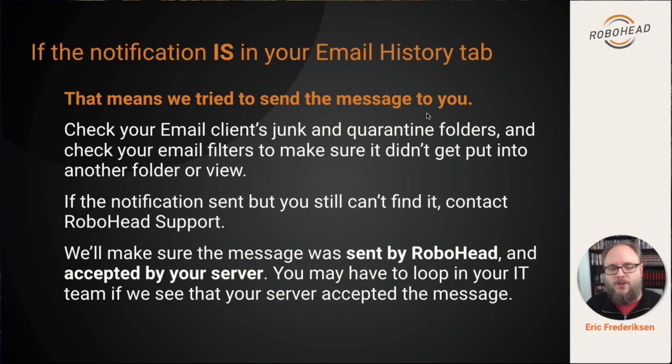So the first thing we'll do is we'll make sure that the message was actually sent. So we'll check your email history tab just to be sure, but we'll also check our server and make sure that the server matches up with what we're seeing in that history tab. So now when an email sends, the receiving server can do one of two things. It can accept the message or it can reject it. In either case, it sends a message back to our server to tell us what it did with it. So if we look and see that it accepted it, then that's when we'll want to loop in your IT team and ask them where that message ended up.